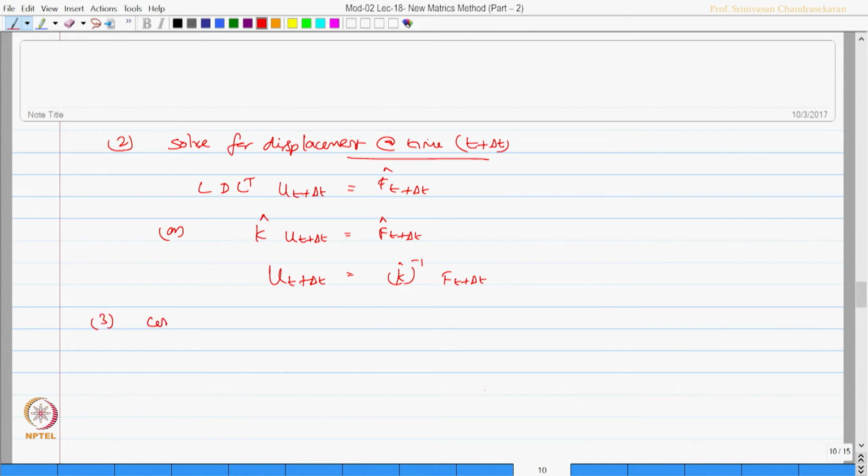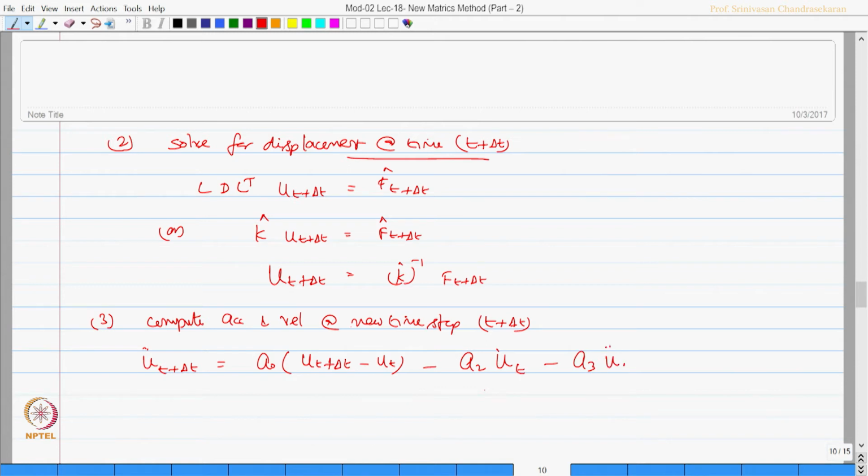In the third step, compute acceleration and velocity at new time step t plus delta t, which can be given by u double dot t plus delta t is equal to A0 times (u t plus delta t minus u t) minus A2 u dot t minus A3 u double dot t, and the velocity at the new time step will be equal to u dot t plus A6 u double dot t plus A7 u double dot t plus delta t. So, that is the scheme available to us.